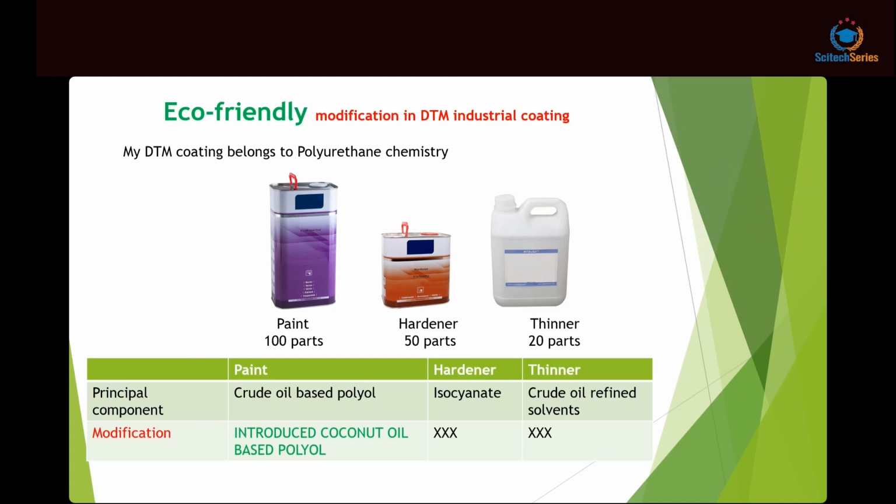I modified the principal components in these cans. The base paint contains the main component, crude oil based polyol. The hardener is isocyanate, and thinner is a mixture of solvents which are refined from crude oil. So in my modification, I modified this base paint by substituting the crude oil based material with coconut oil based polyol. Right.